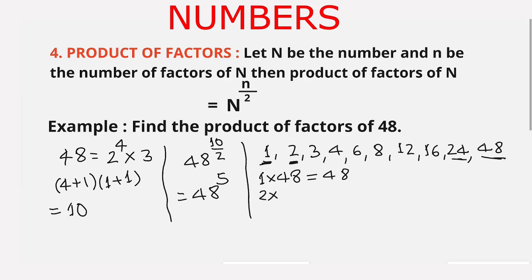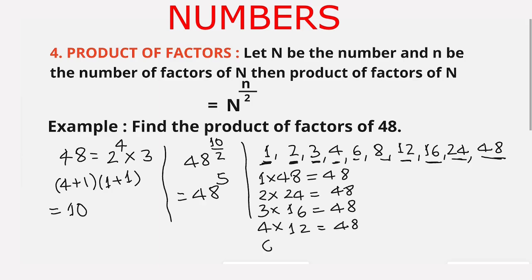2 multiplied by 24 is equal to 48. Then 3 and 16. 3 multiplied by 16 is equal to 48. 4 and 12. 4 multiplied by 12 is 48. And 6 multiplied by 8 is 48. So these are 5 48s. 48 times 48 times 48 times 48 times 48 is 48 to the power 5.